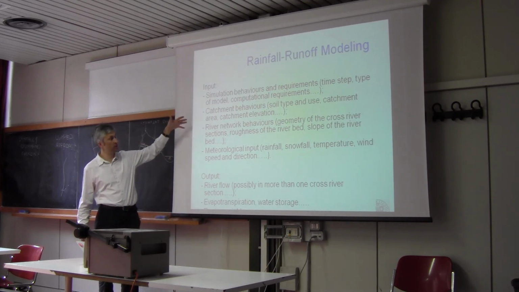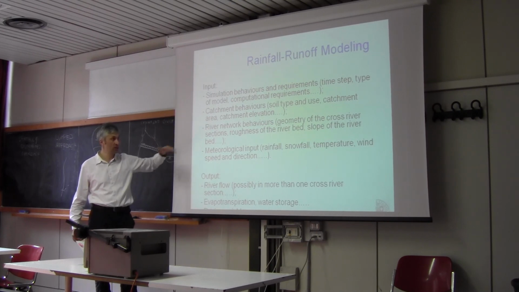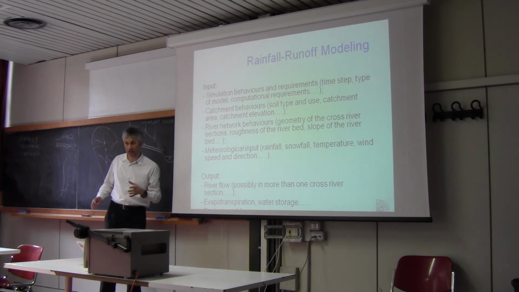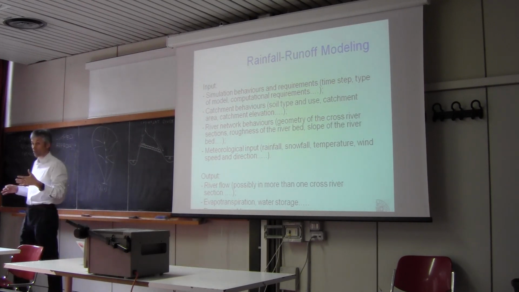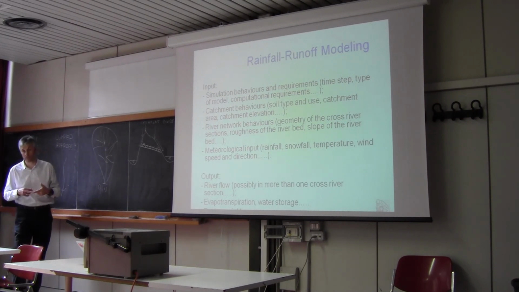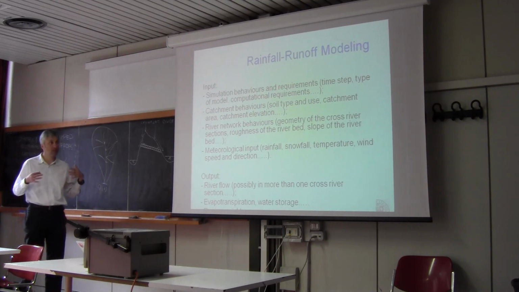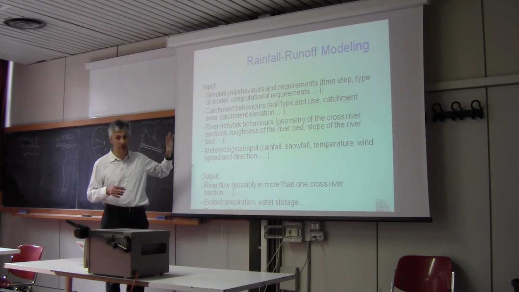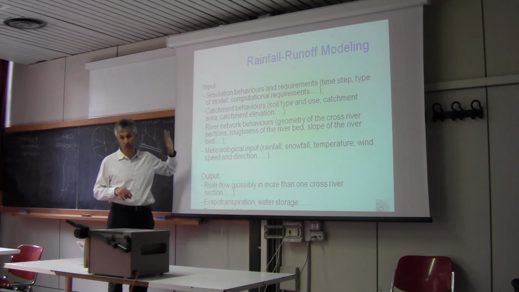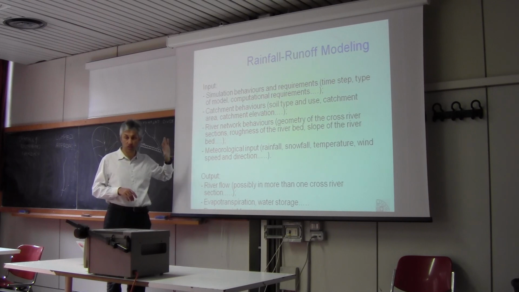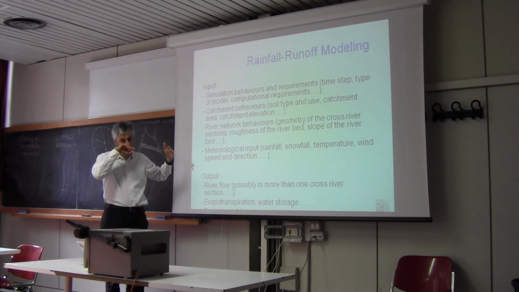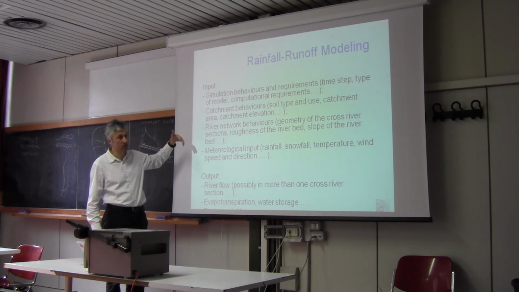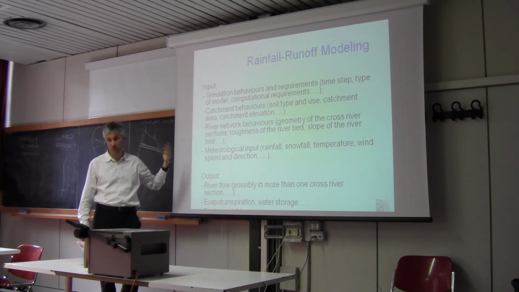And also we may need data regarding the catchment behaviors, river network behaviors, because if we want to describe in detail what happens in the catchment, of course we need to know the soil properties, the geology of the catchment, the geometry of the river network, because the geometry of the river network is effective on the rainfall-runoff transformation. So depending on the model that we decide to use, we may need a lot of input information. And of course, we would like to provide a representation of the rainfall-runoff modeling as much detailed as possible.